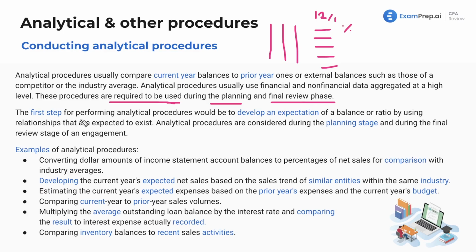Now, the first step for performing analytical procedures would be to develop an expectation of a balance or ratio by using relationships that are expected to exist. How could you do this? You could look at multiple years. Let's say this is your 5th year auditing the company. What was the percentage change between the cash balance every year, or the percentage change of the income statement amounts?